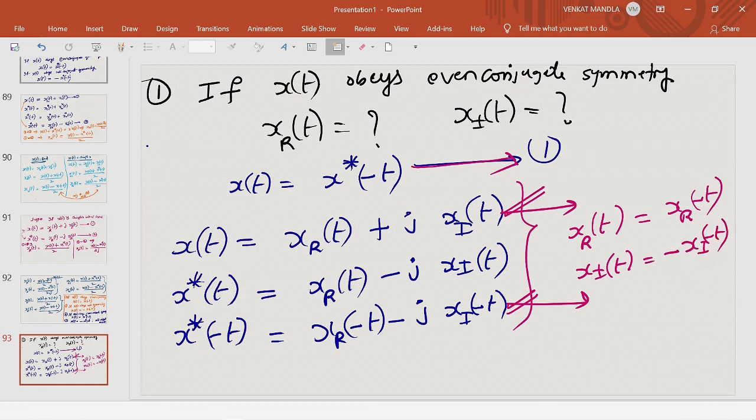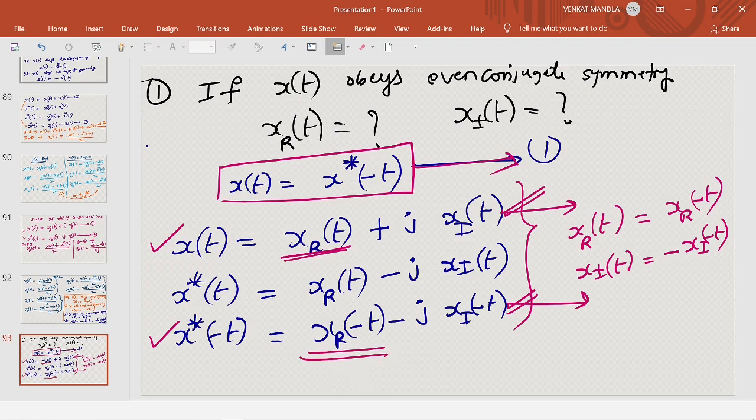What I'm doing here: this is x of t, this is x conjugate of minus t. I just equated these two. So if I equate these two, I have to equate their real parts and their imaginary parts. This has real part xr of t, this has real part xr of minus t. So that's why I equated them. And this has imaginary part xi of t, this has imaginary part minus xi of minus t. So I equated these two.